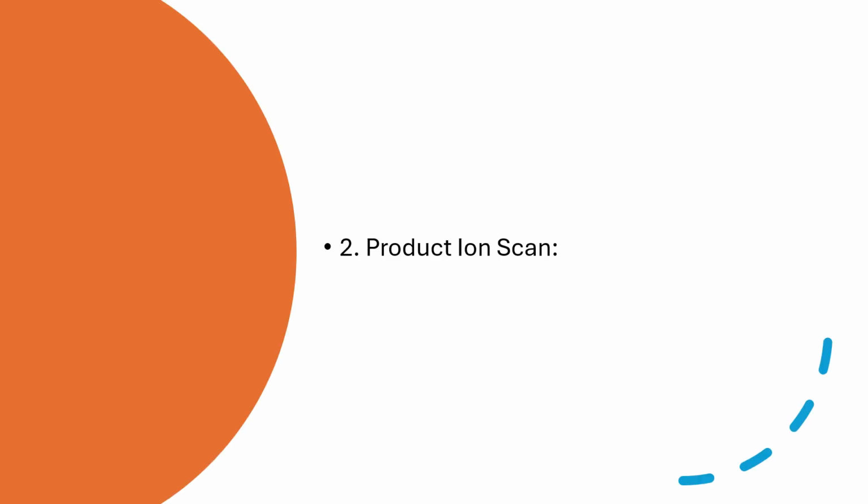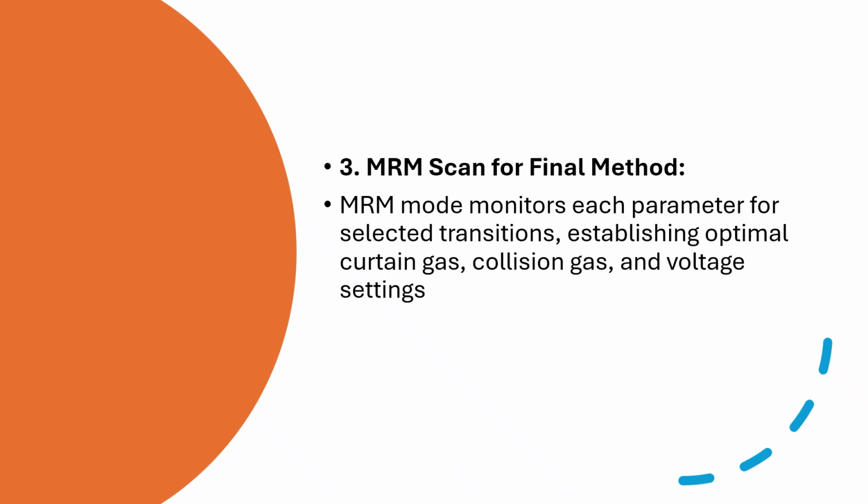In product ion scan, we determine the exact mass to charge ratio of product ions. This is where optimal collision energy and collision exit potential values are established. So in MRM mode, it monitors each parameter for the selected transition, establishing optimal curtain gas, collision gas and voltage settings.